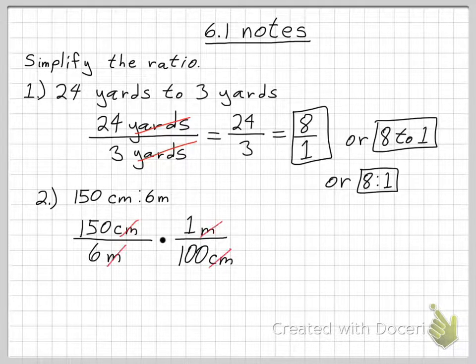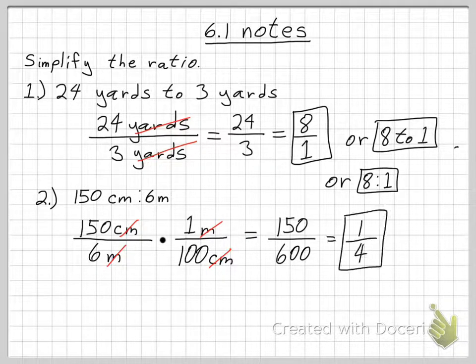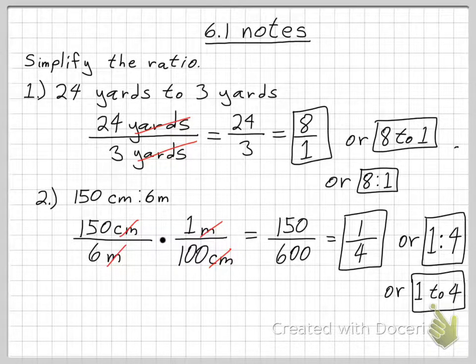So now I can do this. I can divide all the units out, right? And I'm just stuck with the numbers. So I have 150 over 600, which reduces to 1 to 4. So we would say that the answer is 1 to 4. This is a ratio of 1 to 4. So 150 centimeters to 6 meters in lowest terms, or simplest form, is 1 to 4.